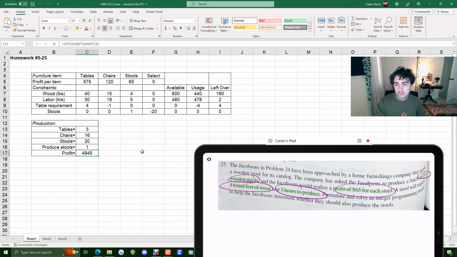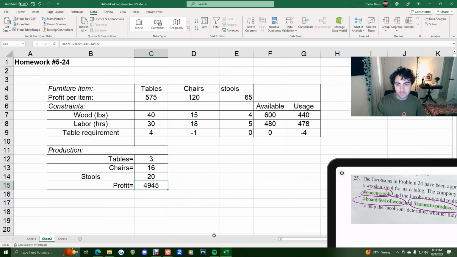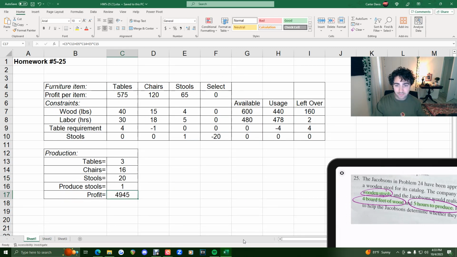Okay. Now let's look at what they did for 25 and just address it a little bit. I don't fully understand it, but notice it's way more complex than what I did. It doesn't have to be that complex to find an answer. It's like produce stools, ones or zeros, I don't know. Stools, 20. I think they made all three of these the changing variable cells. They did all the same stuff I did with these first three. Leftover, we didn't worry about leftover.